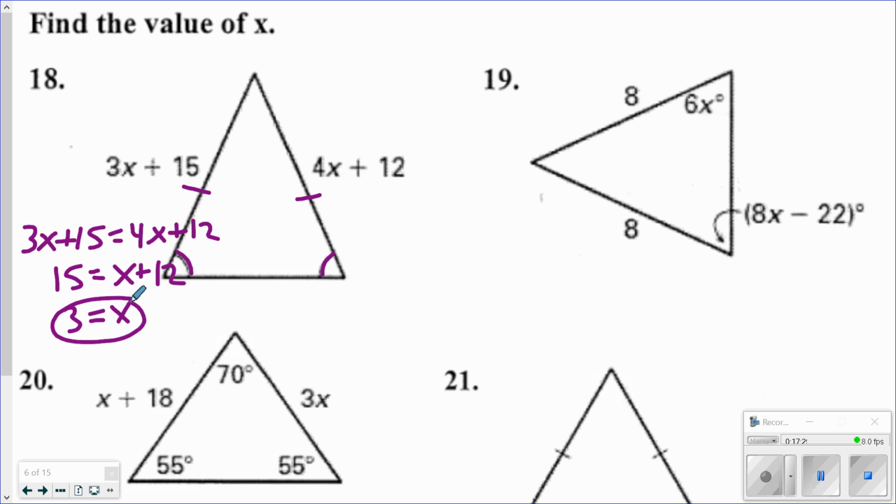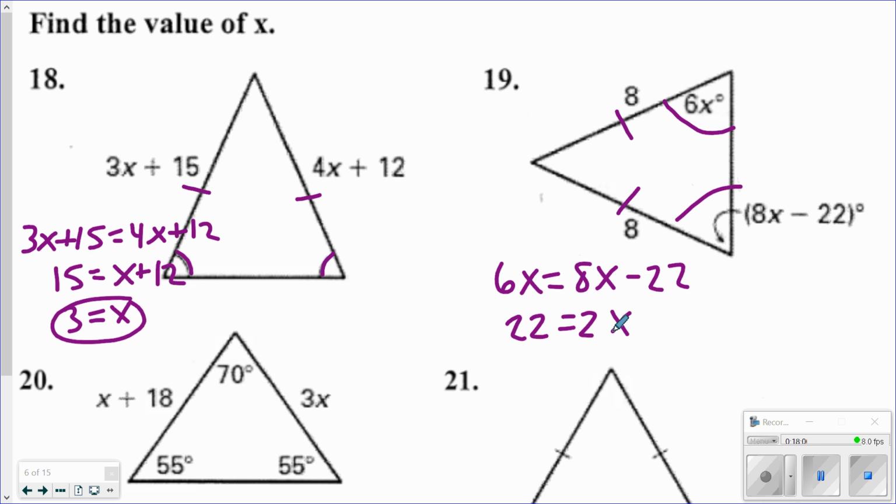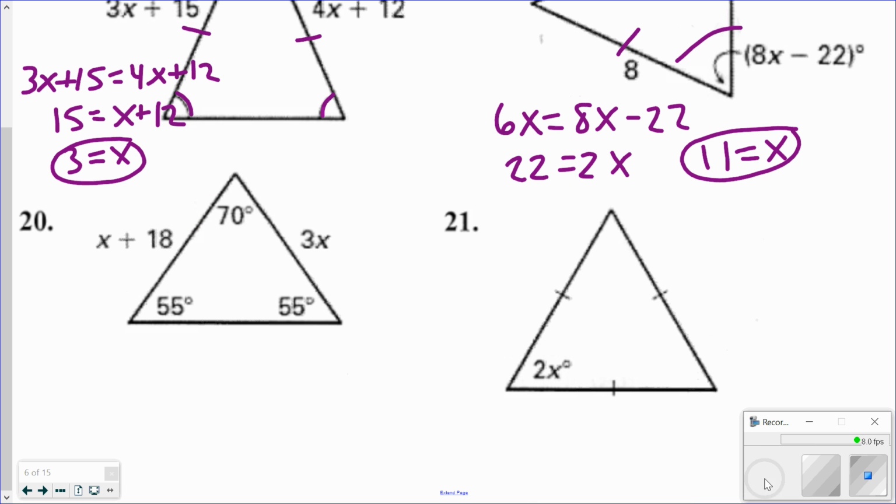For number 19, I also have an isosceles triangle. Why do I know that? Well, my two legs are congruent. If those two legs are congruent, that means that my base angles are also congruent. So to solve for x, I just need to set these two equations equal to each other. So 6x is equal to 8x minus 22. I'm going to subtract 6x and add 22 over, so this becomes positive 22 is equal to 2x. Which means 11 is equal to x.